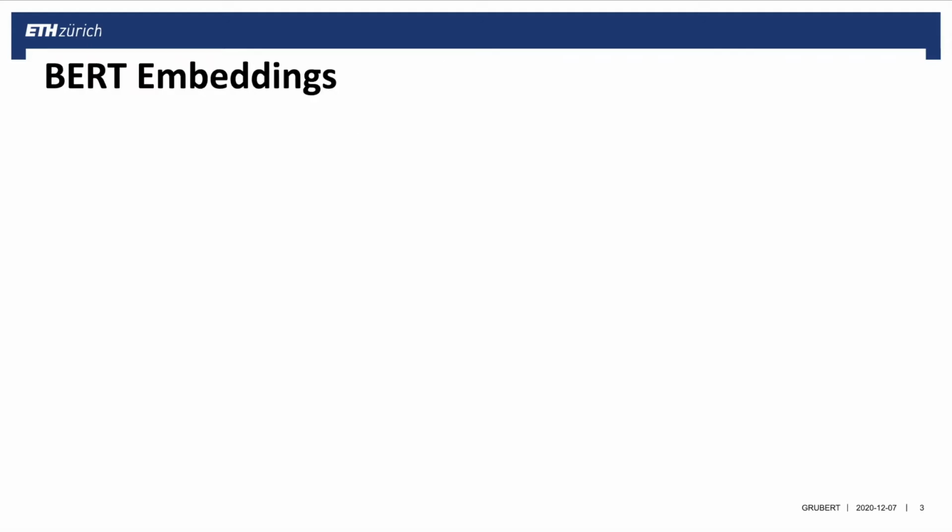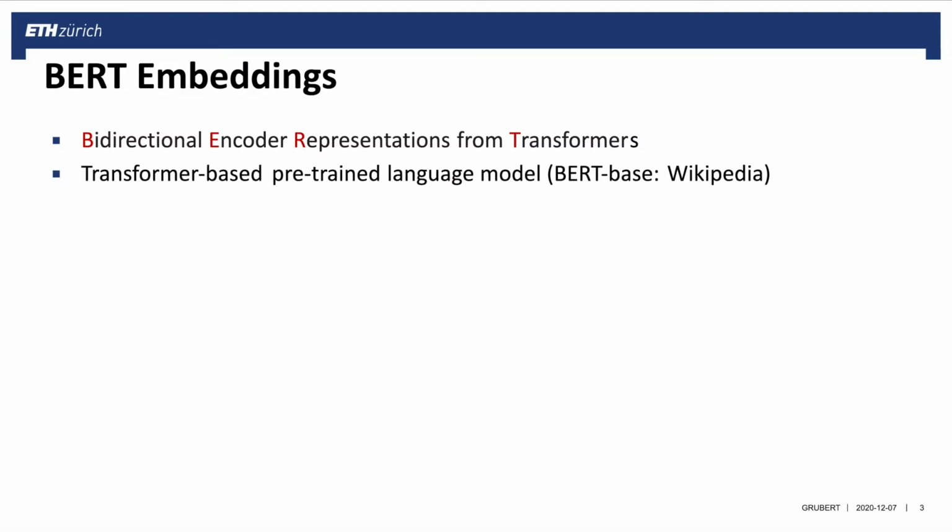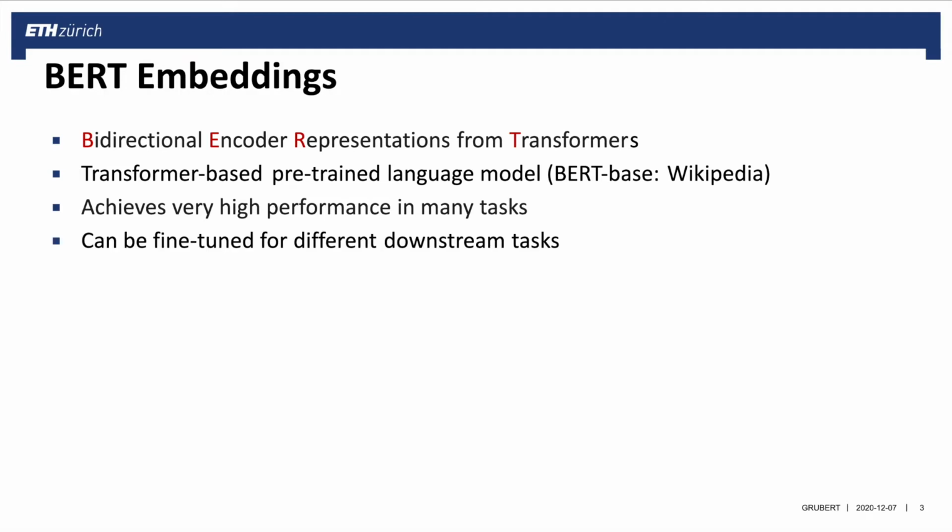The embedding that we use to study this is called BERT, which stands for Bidirectional Encoder Representations from Transformers. As the name indicates, BERT is a transformer-based pre-trained language model. The one that we use is called BERT-base, and it's pre-trained on Wikipedia data. BERT has been known in recent years to achieve a very high performance in many tasks, and it allows fine-tuning for different downstream tasks, which is one of the main ways to deal with the data for the downstream task being different from the data that the BERT model was pre-trained on.